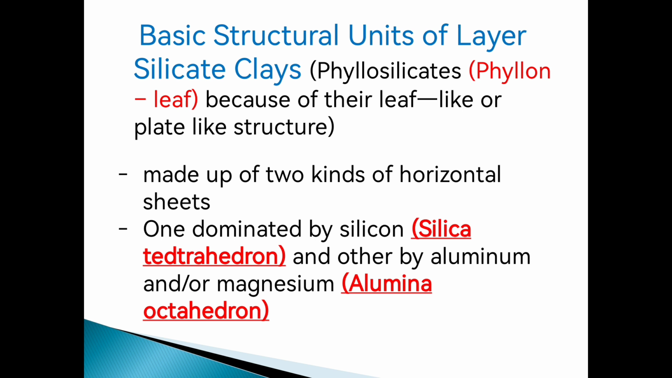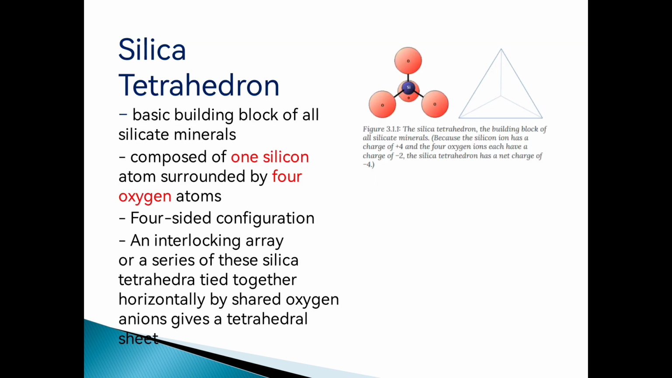And these are made up of two kinds of horizontal sheets, nakahiga na mga sheets. One is dominated by silicon, which is called the silica tetrahedron, and the other is by aluminum or magnesium, which is called the alumina tetrahedron. So what is the silica tetrahedron? This is the silica tetrahedron. This is the basic building block of all silicate minerals. It is composed of one silicon atom, yung nasa gitna, which is blue, surrounded by four oxygen atoms.